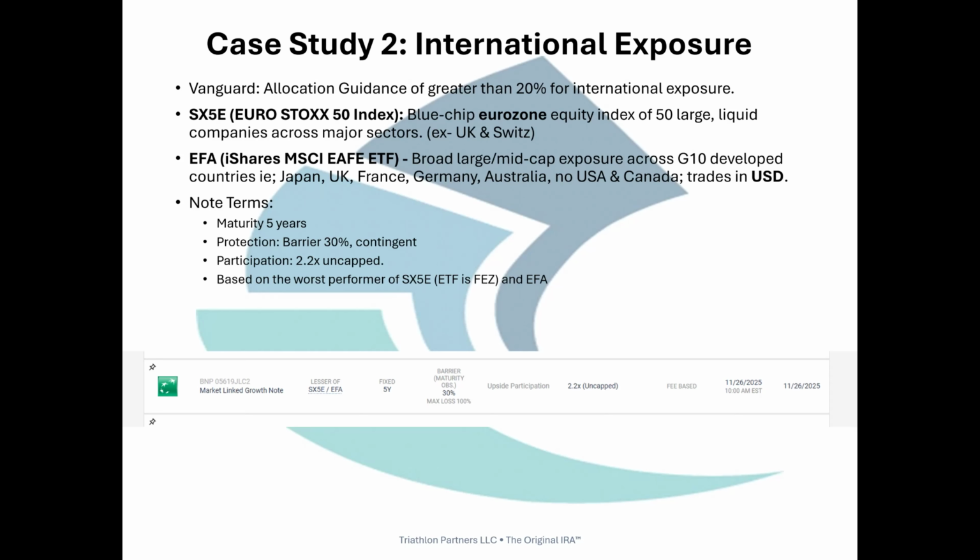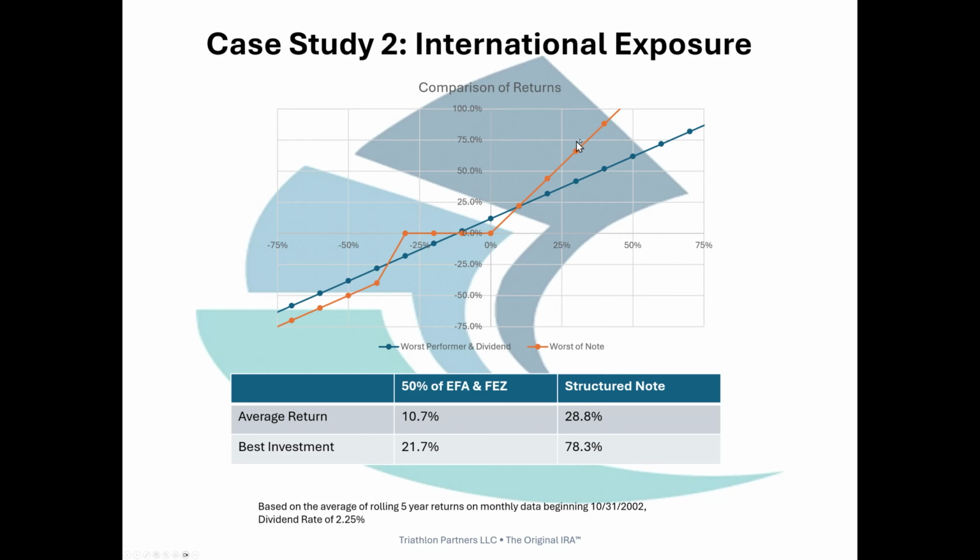Again, we don't know what the worst performer is going to be. It's going to be one out of the 2. And we have the barrier of 30%. And we have a participation multiplier of 2.2. Orange line is the worst-of note. You can see the note performs quite well from a positive standpoint. You got that protection, and then the sell-off if you bust through that protection at 30%.